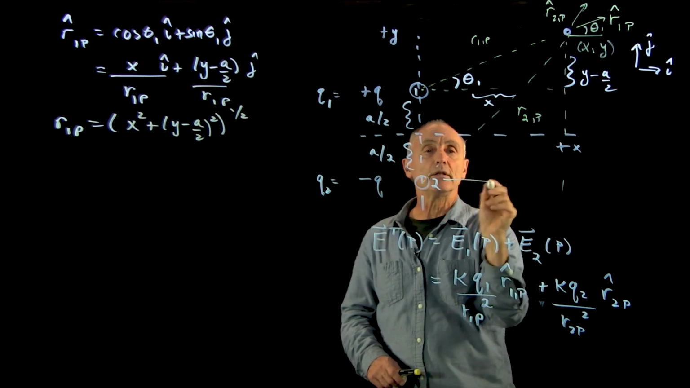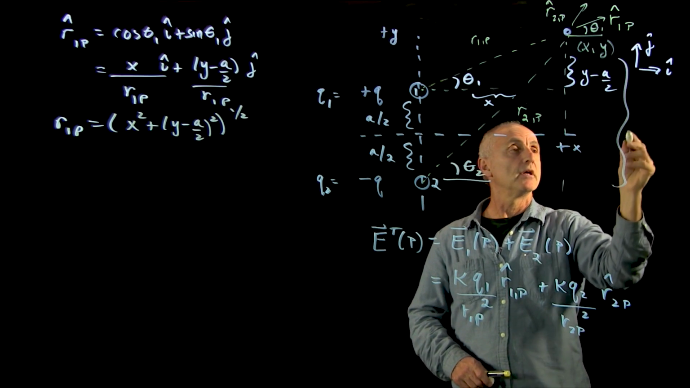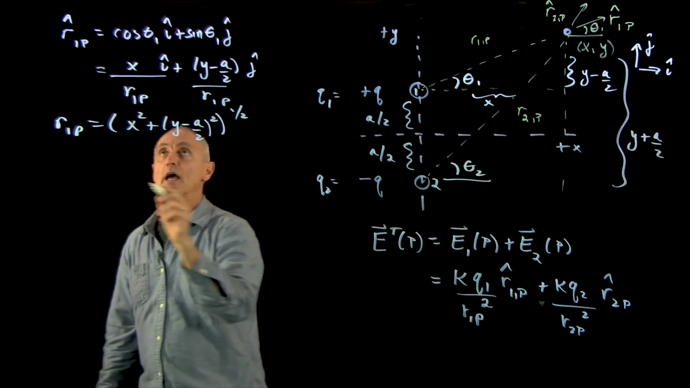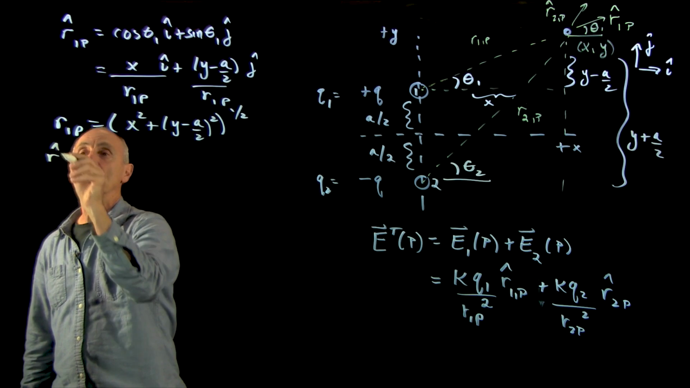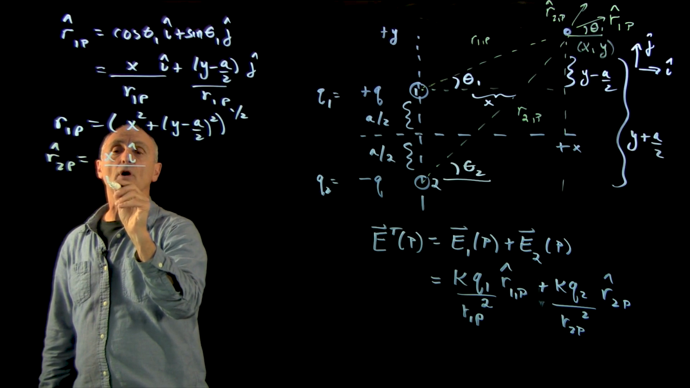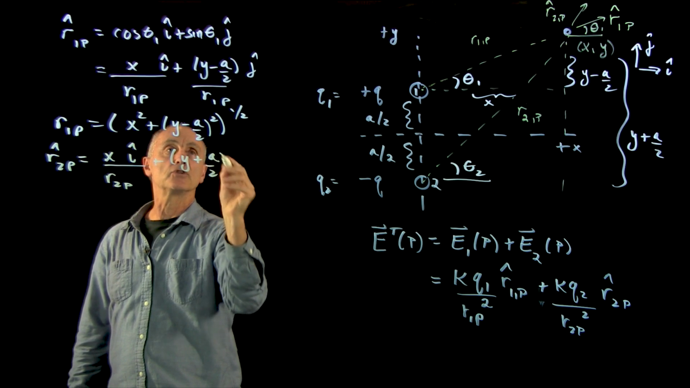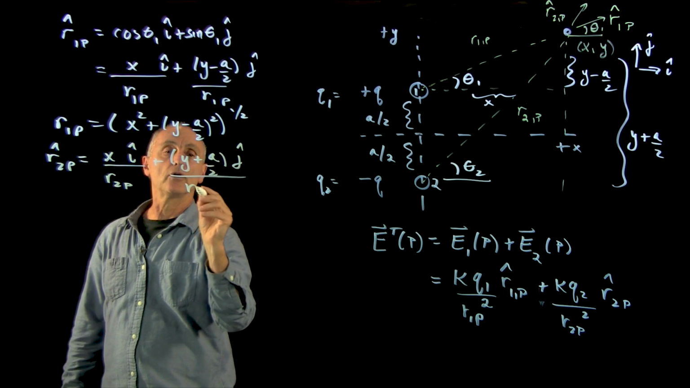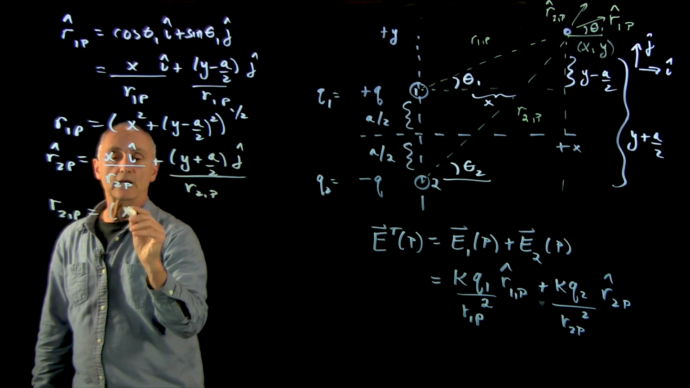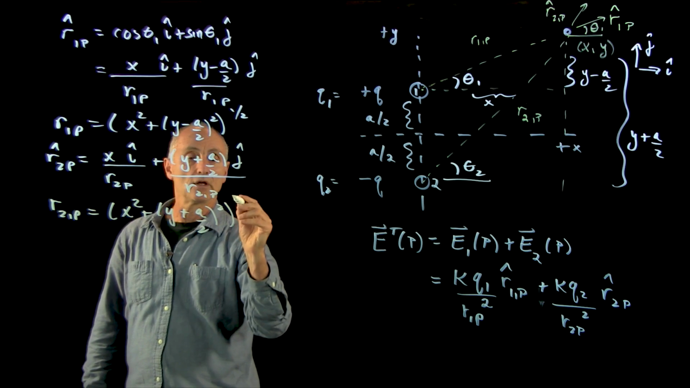Now, when we look at the other one, theta 2, the argument will be very similar. This is y plus a over 2. That will be the only difference. And so I can write out that R hat 2P is equal to x i hat over R2P plus y plus a over 2 j hat over R2P, where R2P is equal to x squared plus y plus a over 2 squared to the 1/2.